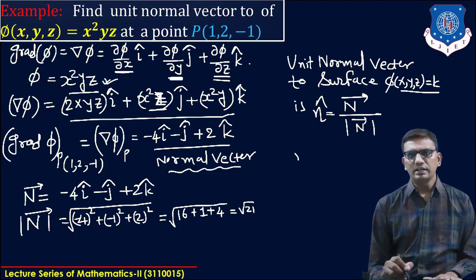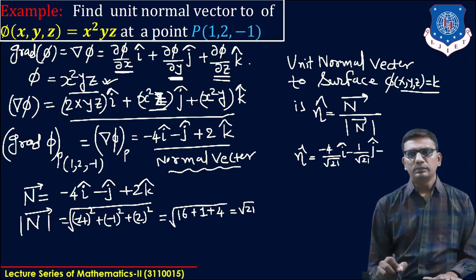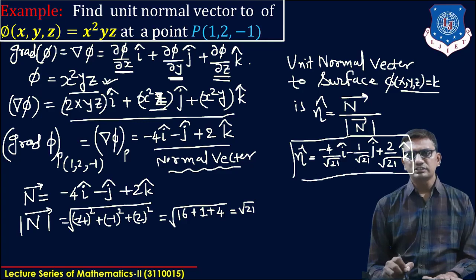Here the norm of n bar is root 21. So n caret equals minus 4 upon root 21 i caret minus j caret upon root 21 plus 2 k caret upon root 21. So this is our unit normal vector to the given surface x square y z.